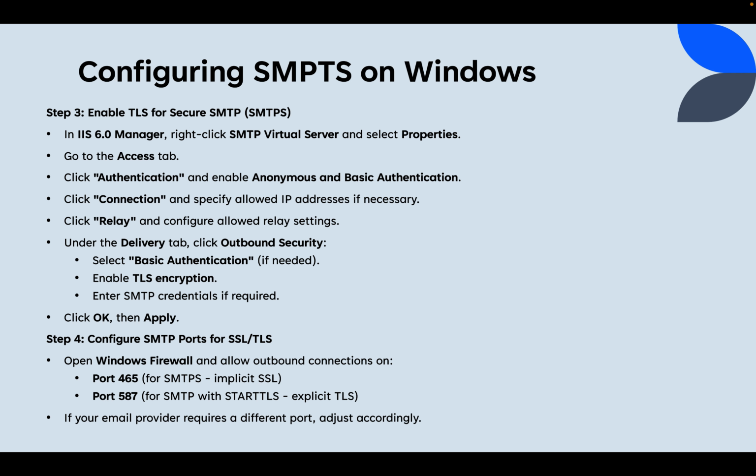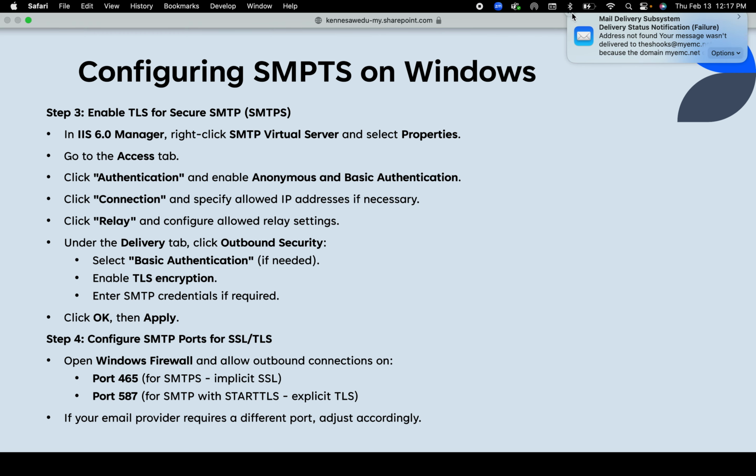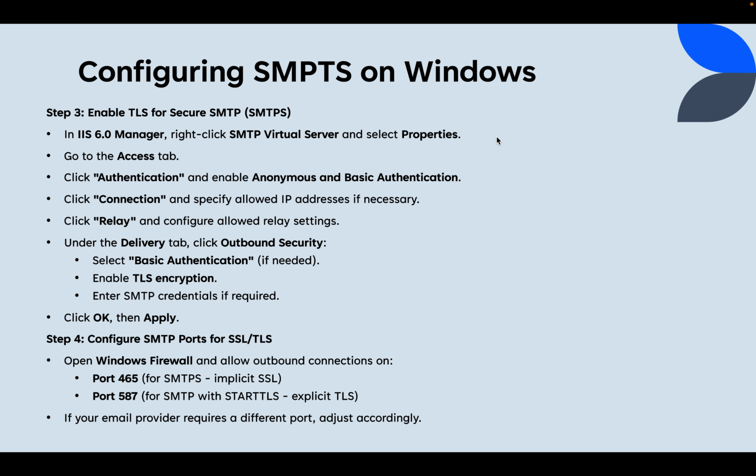And then you would access the delivery tab and click the outbound security. Select basic authentication, enable TLS encryption, and enter the SMTP credentials if that's required, and then just click OK and apply. Then you would configure SMTP ports for SSL/TLS. We'd open the firewall and allow outbound connections on port 465 and port 587.